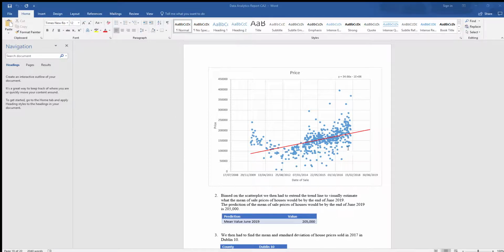Here is the exported SQL file. Not really going to go through that whole thing. The PowerPoint, which is by me and Roisin, and I think that should be it.